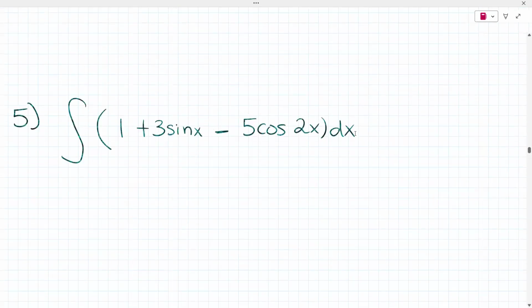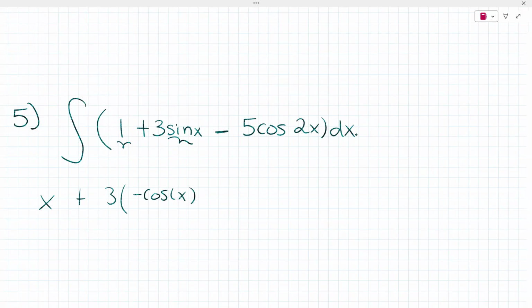So we have the integral of 1 plus 3 sine of x minus 5 cosine of 2x dx. So there's nothing too special. There's no boundary, so we do have to do a plus c. So we could just take the integral individually. So what's the integral of 1 with respect to x? Yes, x. What's the integral of 3 sine of x? Well, remember, if you have a constant, you can take it out and just take the integration of sine of x, which is negative cosine of x.